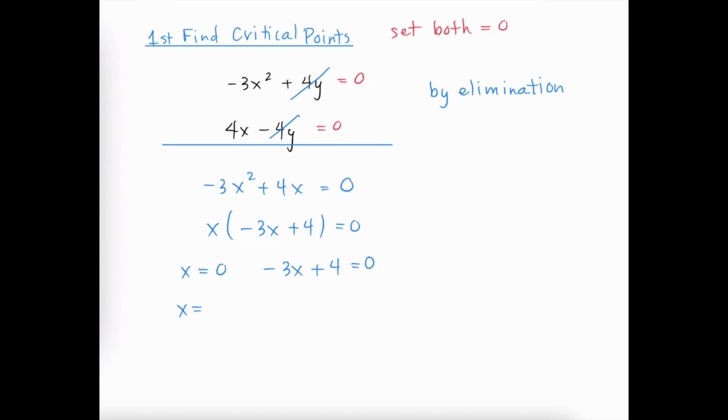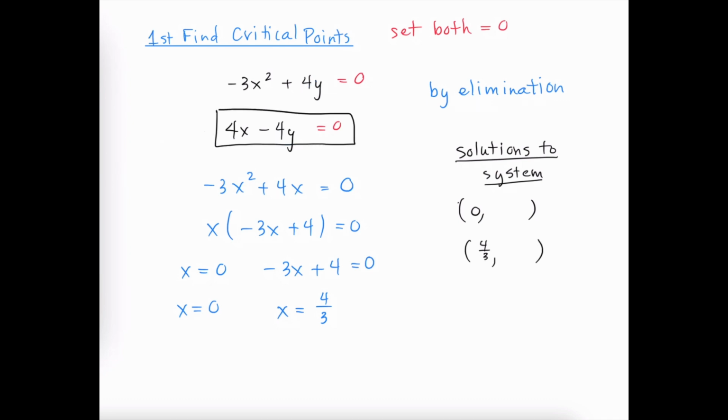So my solutions to the system are starting to unfold. One x value is x is 0, the other, I'm going to subtract 4 and divide by negative 3 to get x is equal to positive 4/3. Now the solutions to this system of equations are going to be ordered pairs, one of which has an x-coordinate of 0 and the other has an x-coordinate of 4/3.